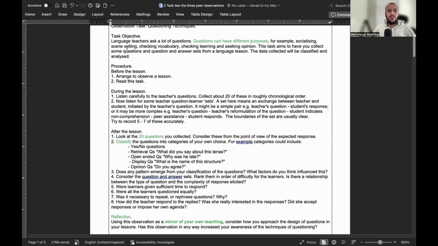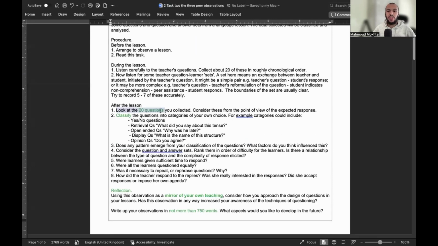So let's look here. The task objective is to look at the questions asked during the session and the purposes of these questions. Take out 20 questions and classify them, and so on. Answer these questions in your report. The most important part of this task or observation is the reflection. Use this observation as a mirror of your own teaching. Consider how you approach the design of questions in your lessons. Has this observation in any way increased your awareness of the techniques of questions?